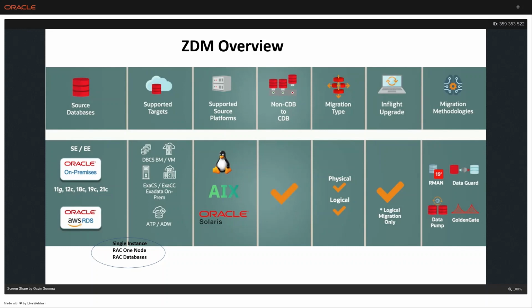In terms of migrations, we'll discuss two different migration types. We have something called physical and logical. And if we're doing what's called a logical migration, then we can also do a process called the in-flight upgrade. That means while the migration is happening, I'm also doing a database upgrade at the same time. In the background, what are the migration methodologies adopted by ZDM? It uses RMAN and Data Guard, for example, for what's called physical migrations, and it uses a combination of Data Pump and GoldenGate for what are called logical migrations.